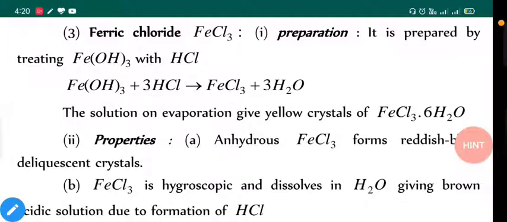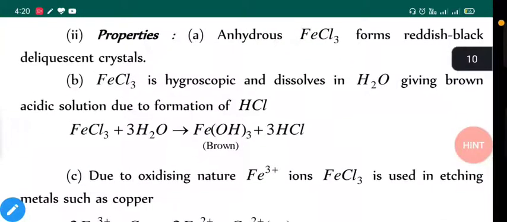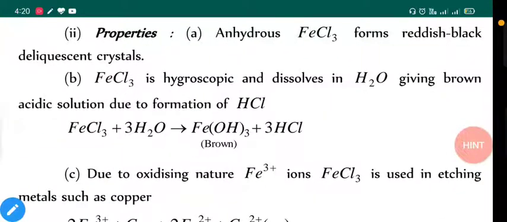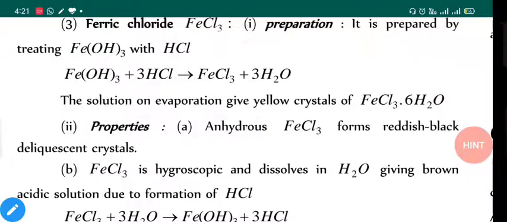Now properties. Anhydrous FeCl3, that means the dried form of the compound. Anhydrous represents the dried form of the compound. It forms reddish black deliquescent crystals. Now deliquescent crystal means it has the tendency to convert into liquid state by absorbing moisture. FeCl3 is hygroscopic and dissolves in H2O, giving a brown acidic solution due to the formation of HCl.